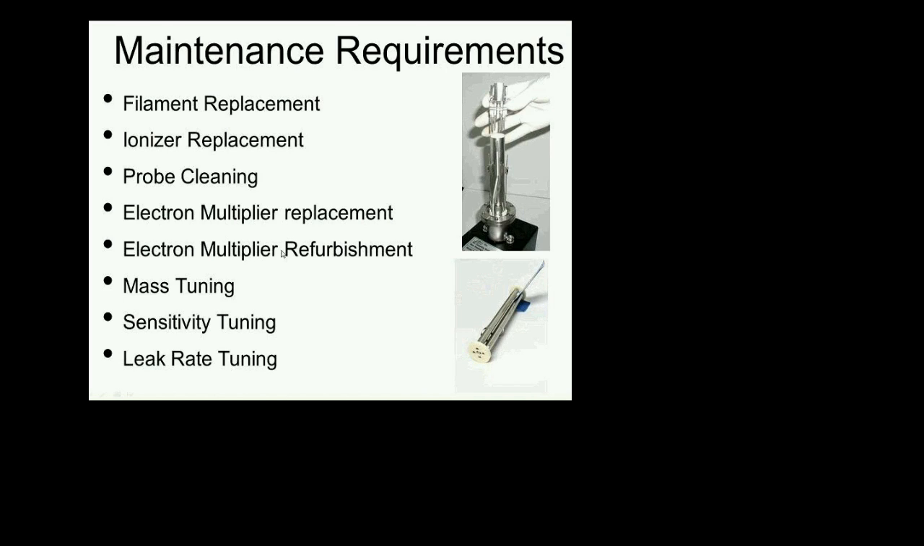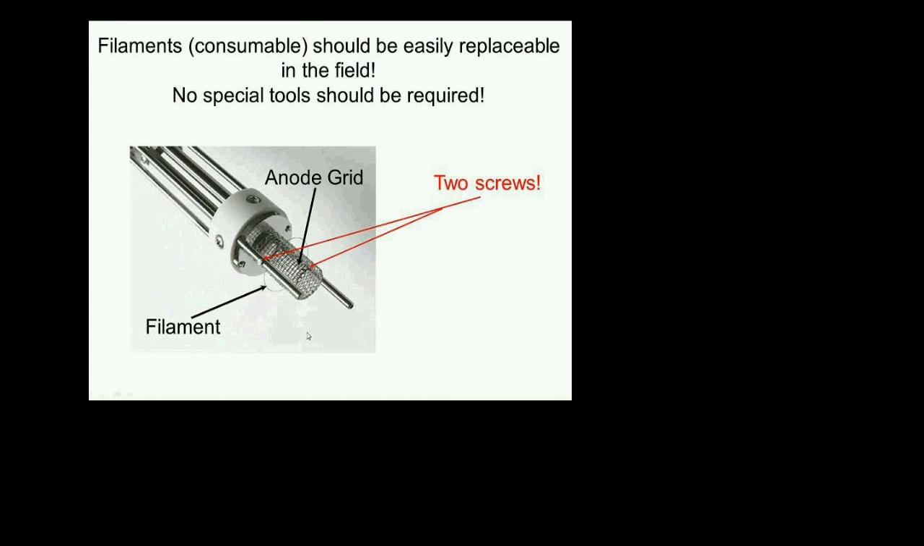In terms of the electron multiplier and the filament, I also recommend that if you buy a unit, just order a replacement with it. Have a filament always available, have an electron multiplier always available, because all it takes is one bad mistake and you might need to replace one or both. In terms of mass tuning, sensitivity tuning and leak rate tuning, most modern software packages will help you and guide you through that procedure.